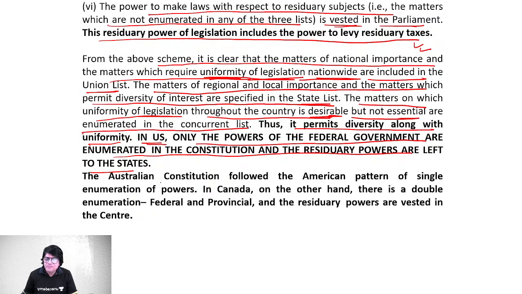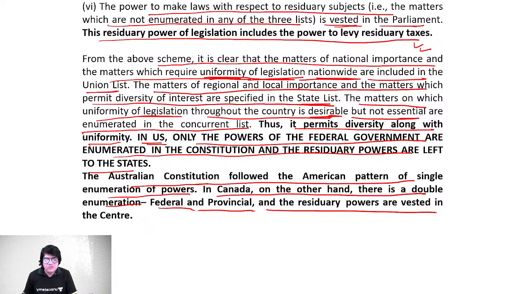You already know that. And the Australian Constitution follows the American pattern of single enumeration of powers. In Canada, on the other hand, there is a double enumeration, federal and provincial, and the residuary powers are vested in the center.